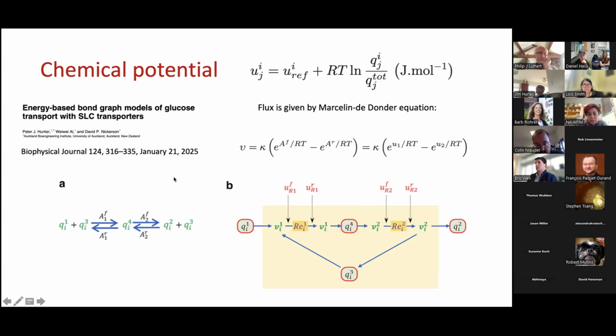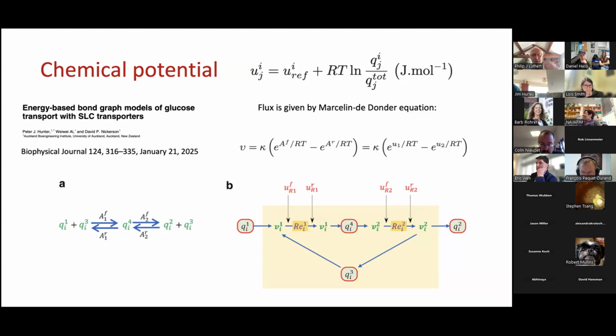And Peter Hunter, in this other paper, which I strongly recommend, has gone through the rudiments of how you get to rate laws for metabolic reactions, starting from the fundamental principles of bond graphs and the conservation of energy and mass or charge. And what's really nice about this is that you can then begin to assemble models that you know are thermodynamically constrained.